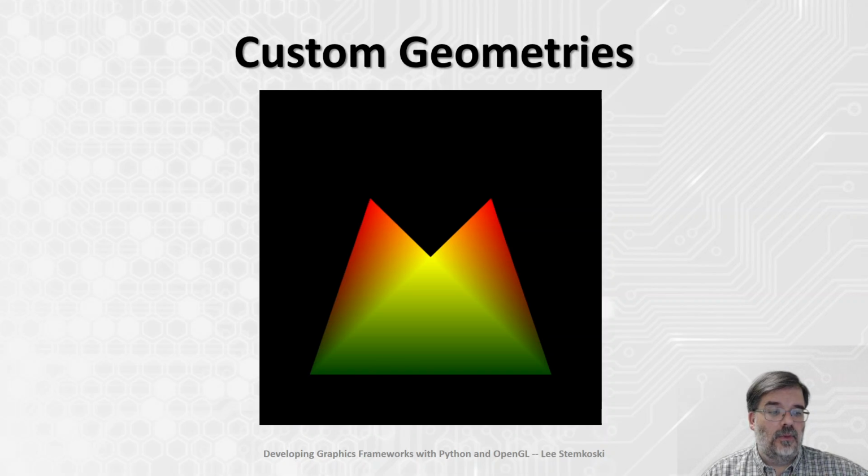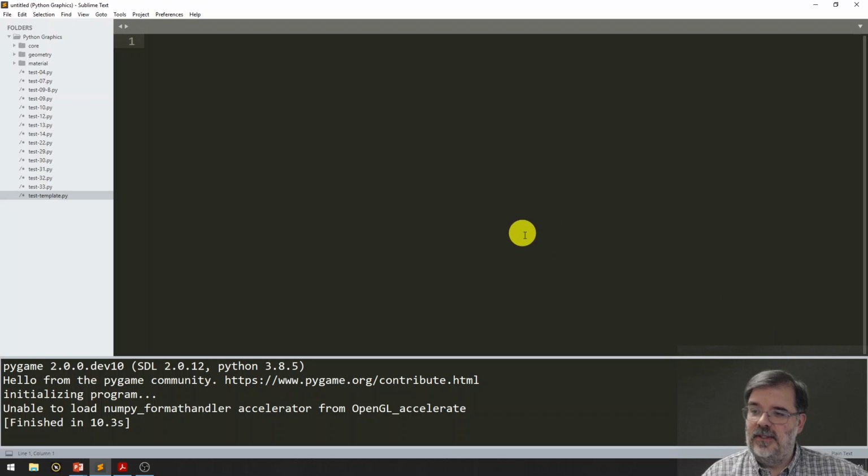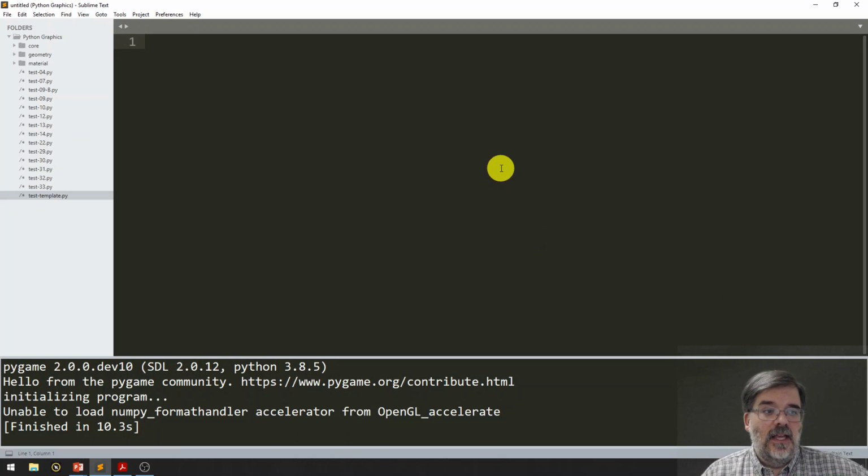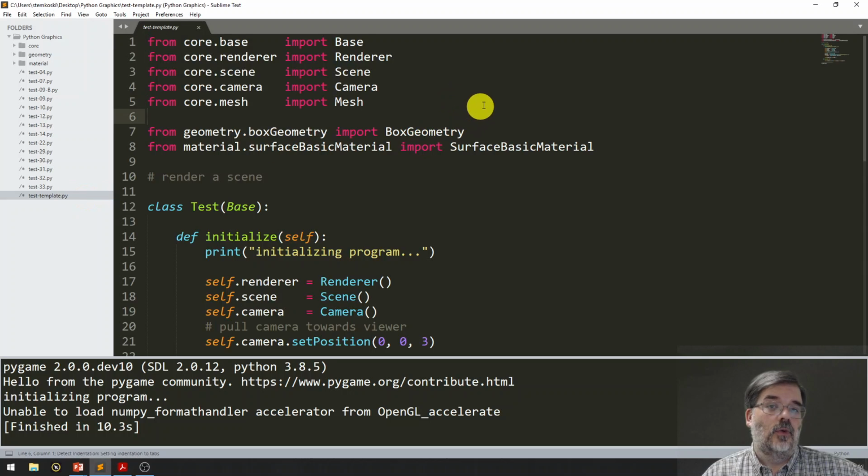So let's start off by going to our development environment using Sublime Text. I'm going to start off by going to the test template file. This is a great way to get started quickly. We created this previously by copying some code from another example. It contains the core classes that we're going to need in every scene: base, renderer, scene, camera, and mesh, and two sample classes we could use to render a shape. In this case, box geometry and surface basic material.